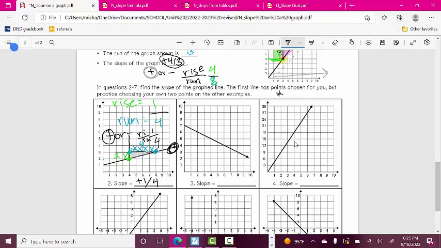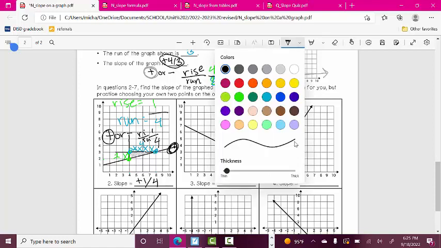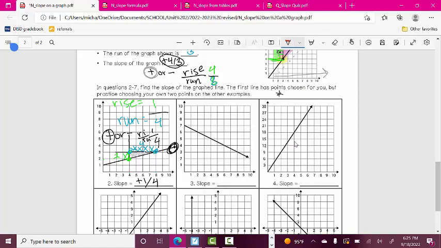Okay. Looking at the second example, now we have to pick our own 2 points. They don't have those labeled for us anymore. I see an ordered pair at 0, 7. And I see another point at 4, 5. There's more points. There's one at 2, 6, and at 6, 4, and at 8, 3. It doesn't matter which two you use. You've got to pick 2 of them to use.